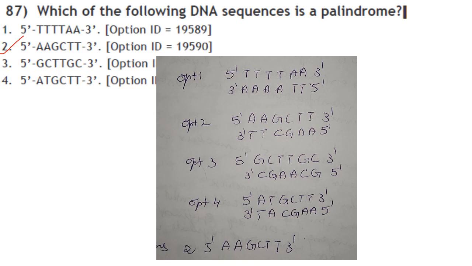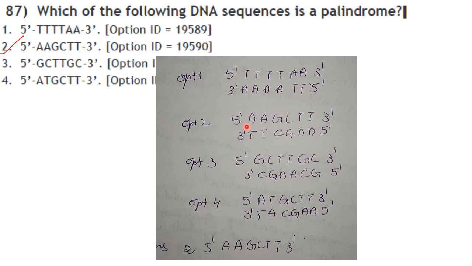Then, which of the following DNA sequences is palindromic? So a palindromic sequence will read the same in both strands, that is in the complementary strand and the parent strand. It will read the same in the same direction, that is 5' to 3' direction. So coming to the first option, 5' to 3', it is TTTAA, but in the complementary strand 5' to 3', it is not reading the same as the parent strand. It is 4 T here, whereas only 2 T in the complementary strand. So that is not palindromic.